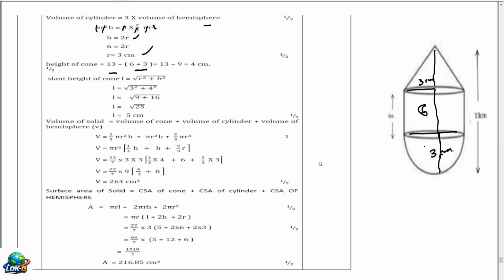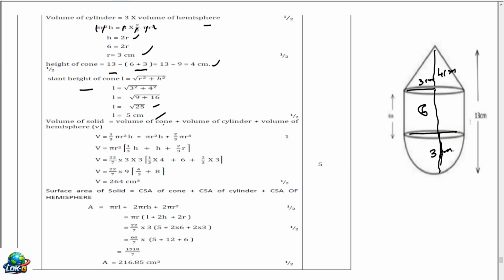Because it is the height of the cone, you have to subtract. This is also the radius of the hemisphere. You will get 4 centimeter. Height of the cone is 4 centimeter. Slant height of the cone is root of r square plus h square, which is 3 square plus 4 square. You will get root 25, 5 centimeter.